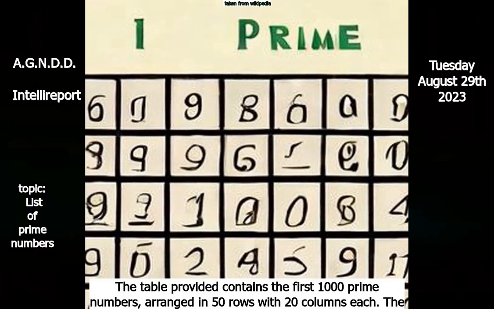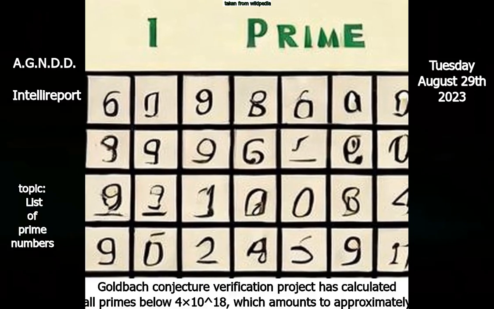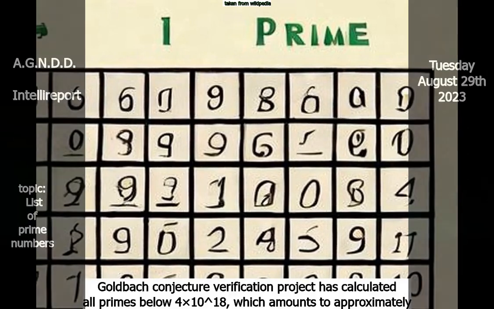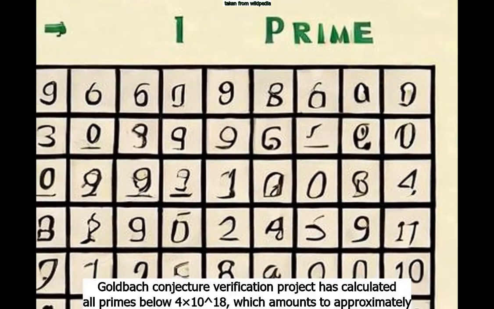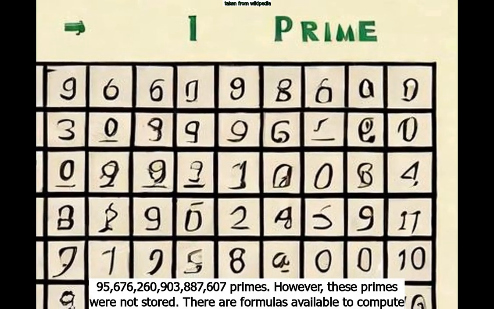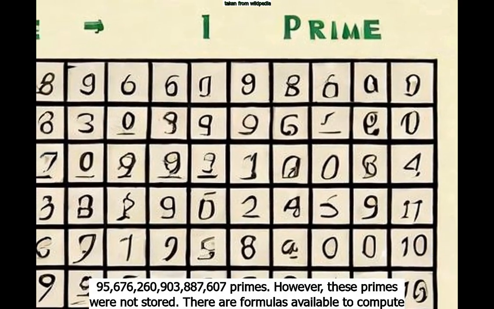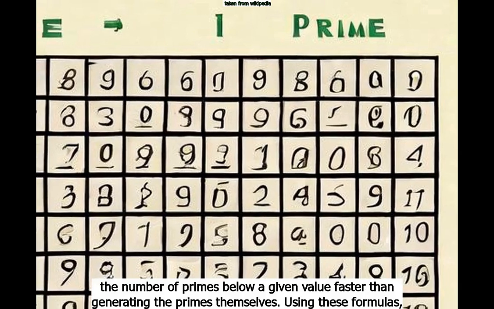The Goldbach conjecture verification project has calculated all primes below 4 times 10 to the power of 18, which amounts to approximately 95,676,260,903,887 primes. However, these primes were not stored. There are formulas available to compute the number of primes below a given value faster than generating the primes themselves.